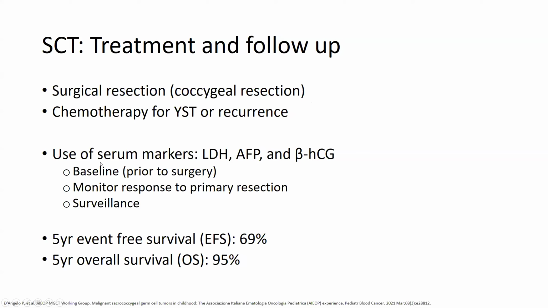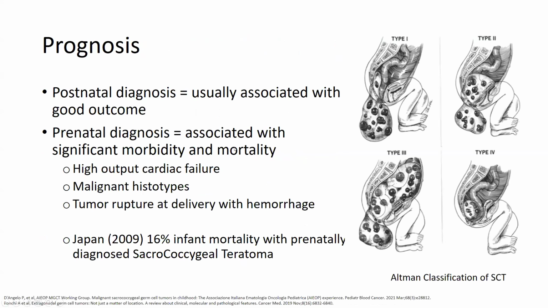Of course, we use baseline serum markers, LDH, AFP, and beta HCG to monitor primary response to resection and for surveillance. And in general, for these patients, they have a 5-year event-free survival of about 69% and an overall survival of about 90%. And here you can see the different types of sacrococcygeal tumors.